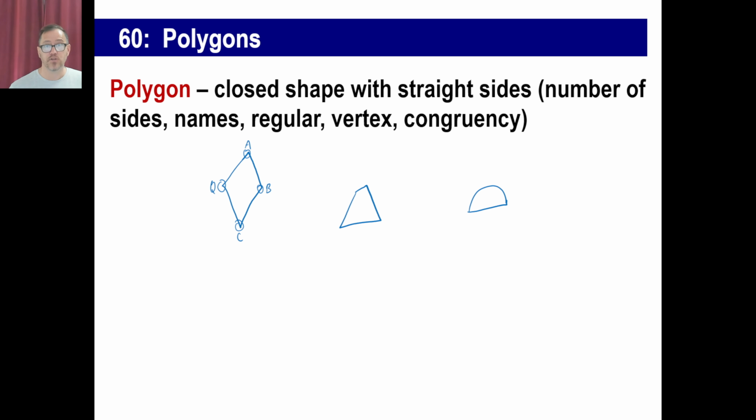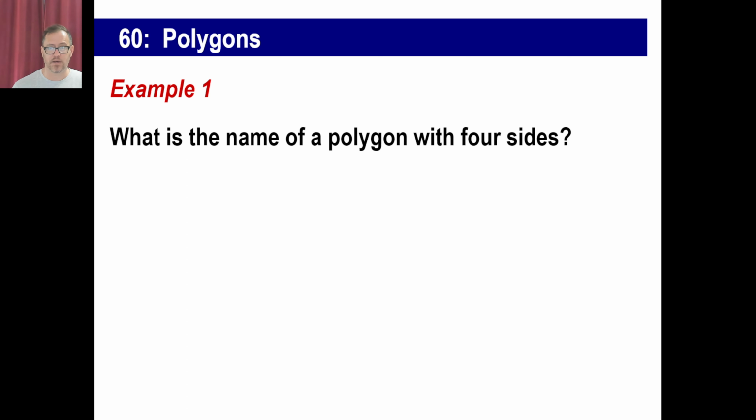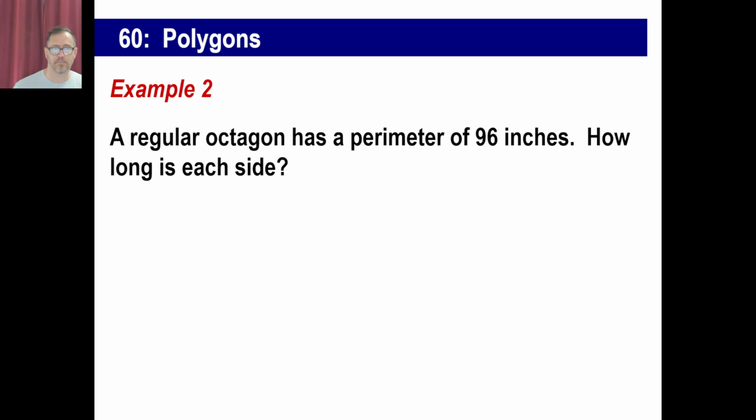A couple of quick questions. What's the name of a polygon with 4 sides? A quadrilateral, right? How about a regular octagon, just like the one you see on page 318, that has a perimeter of 96 inches? How long is each side? Well, the key word here is regular. They're telling you that the distance around this entire octagon is 96, so all the side lengths are the same. It has 8 sides. If the whole thing is 96, divide that by 8. Each single one of those sides is 12 inches long. That's all there is to it.